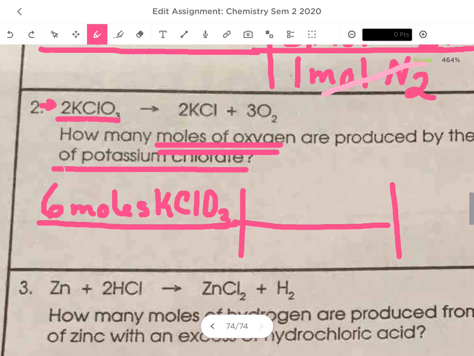Now I'm going to do a mole ratio because I'm in moles and I can do a mole ratio right here. For my mole ratio, what I'm trying to cancel out has to go on the bottom, and what I'm trying to find has to go on the top. So this has to be moles of KClO3, and this has to be moles of what I'm trying to find. I'm trying to find oxygen, so moles of O2.